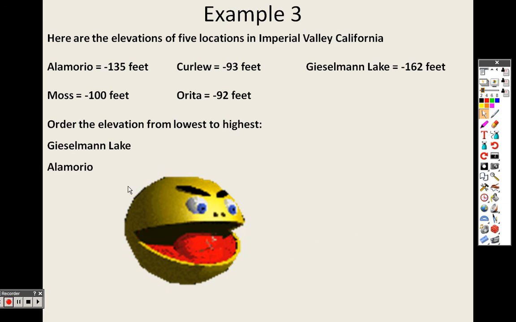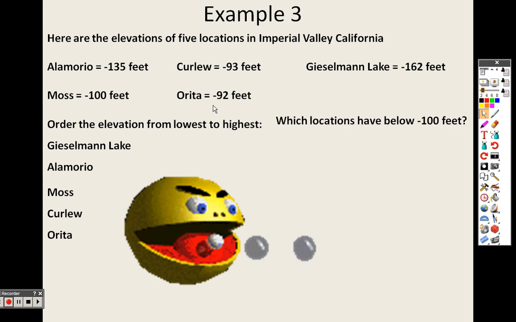That's the Gieselman Lake. Next up is the Alamarillo, which is negative 135. Then negative 100, which is Moss. Then Curlew, which is negative 93. And Orita, which is negative 92.